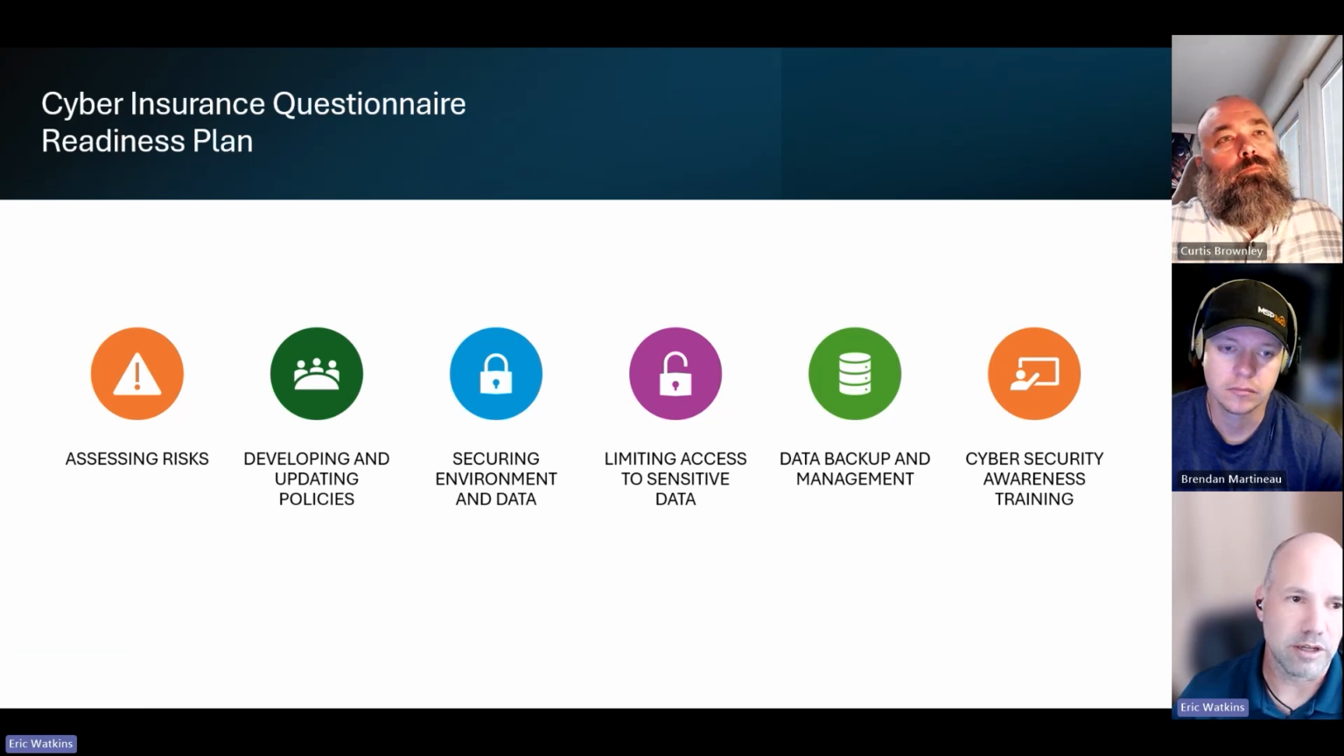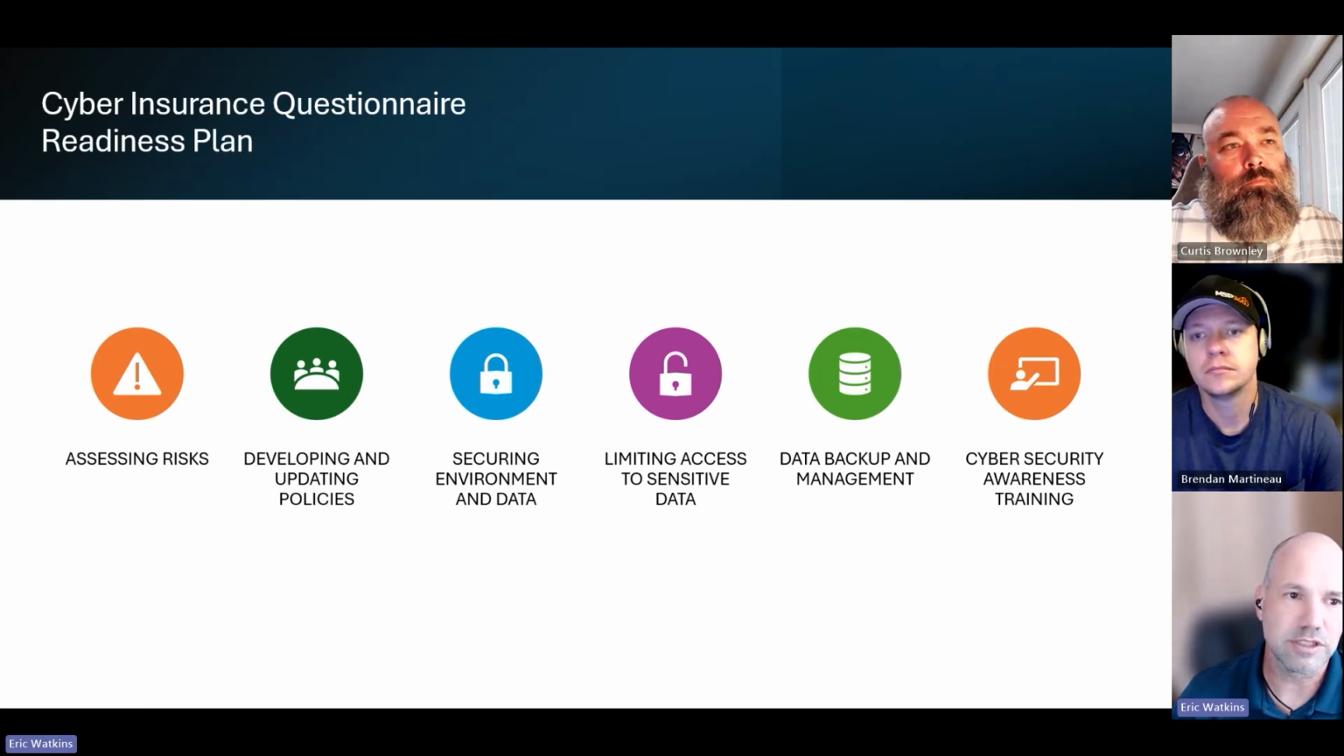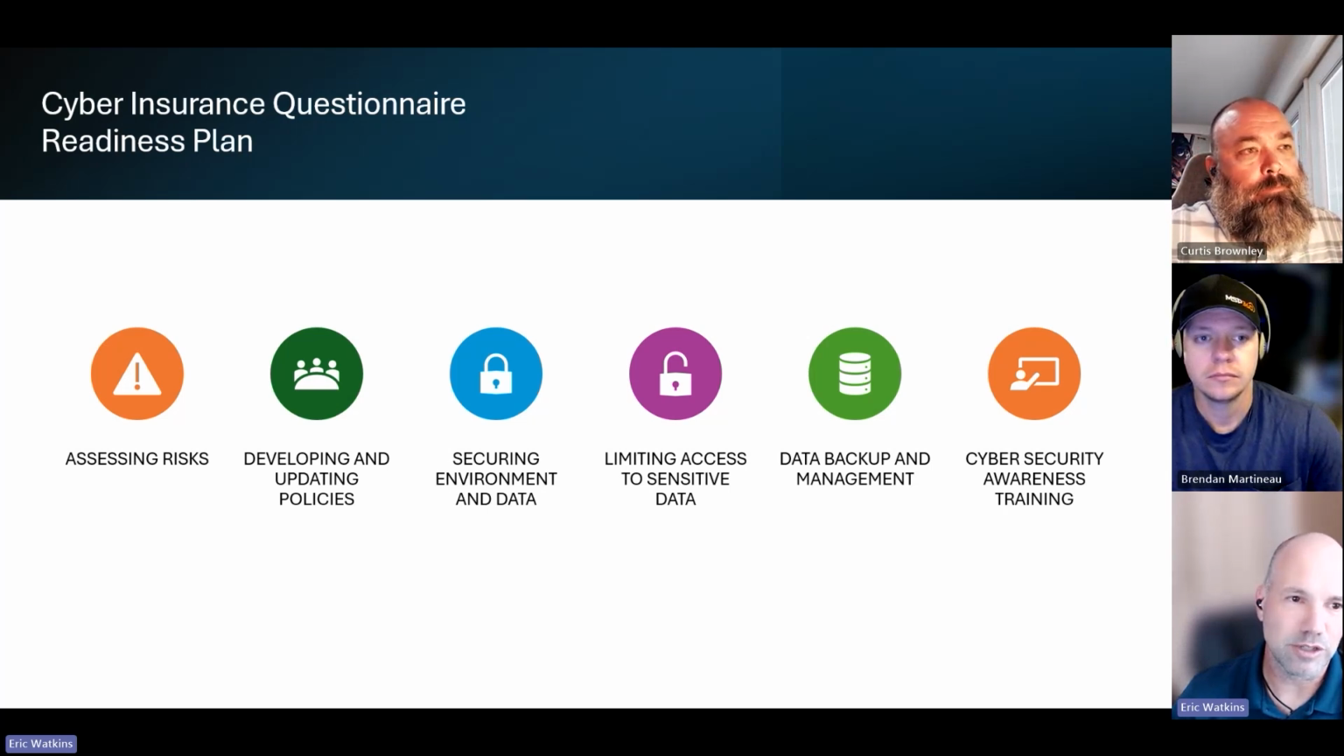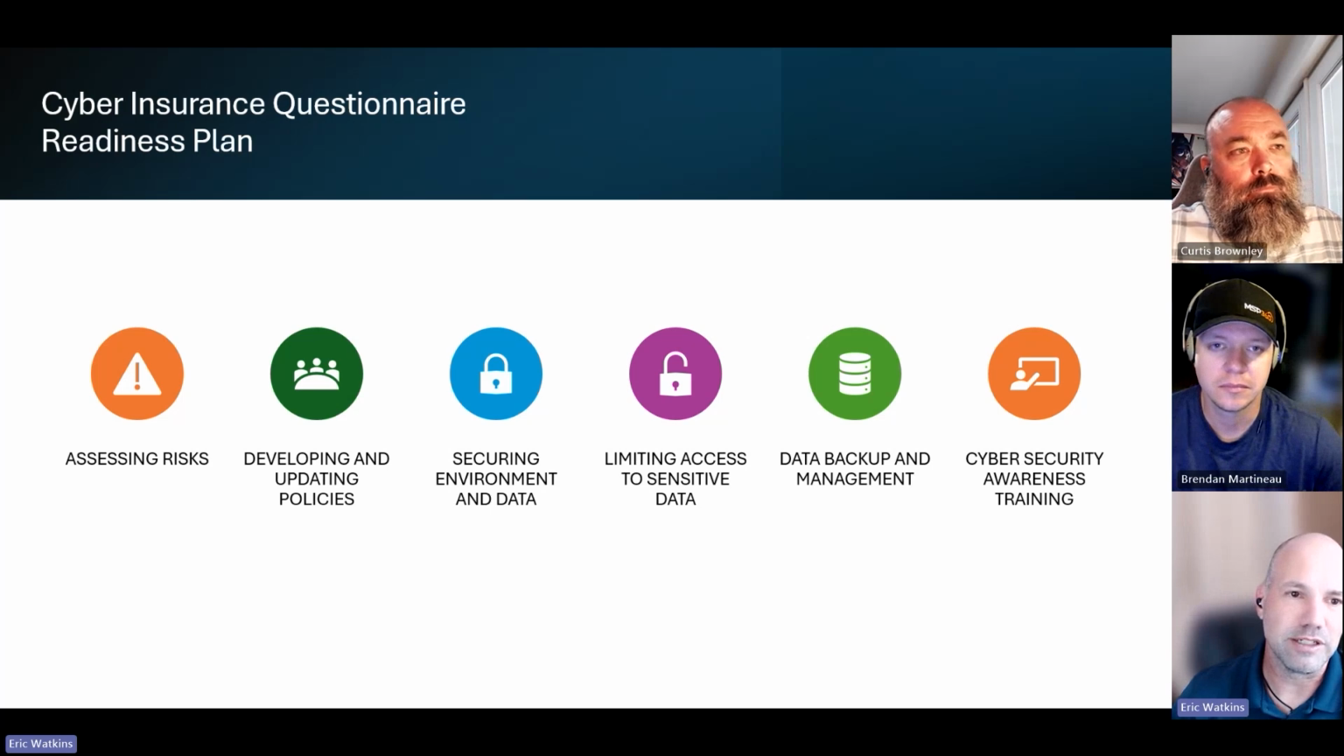Yeah, so basically, real quick here, the 6 key areas that we're going to be going over. We're going to start with how your organization assesses risks. The second step is policies, which we know everybody kind of dreads and hates, but we'll try to make it painless. Then securing your environment, your data, limiting access to sensitive data, and then 2 real key ones at the end, data management, backup, and then cybersecurity awareness training.